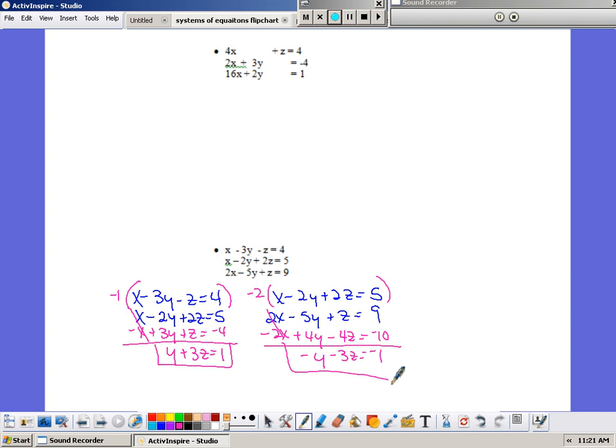Put them together. Y plus 3z equals 1, and negative y minus 3z equals negative 1. Gone, gone, gone. 0 equals 0. It's an identity, so it's all real numbers. And that can happen with 3's too. Just like you can have them parallel and they have no solution.